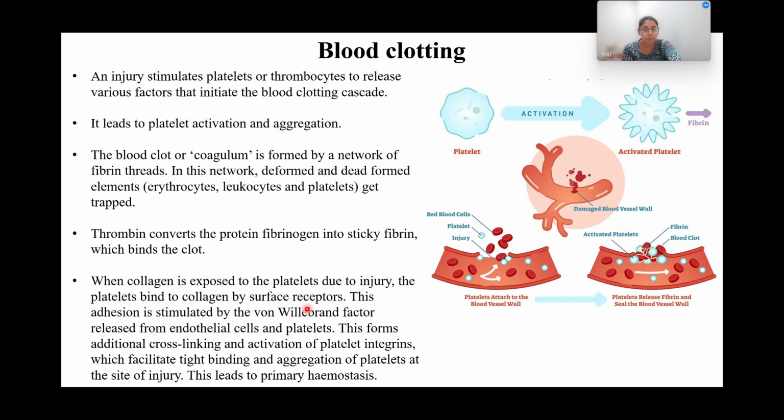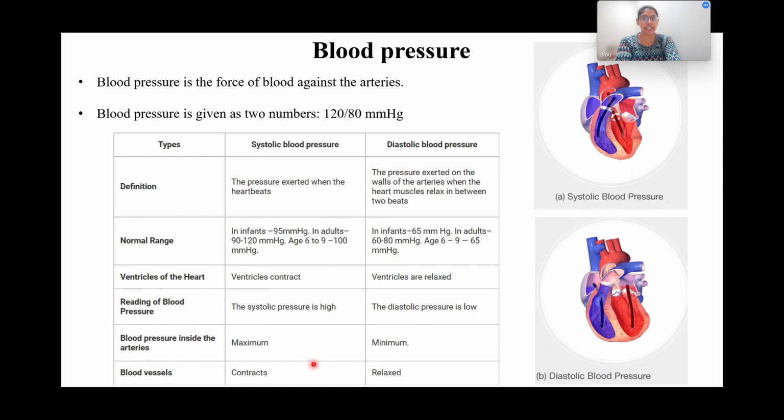Now, the other important related phenomenon is blood pressure, and I'm sure everyone should know this at least by name. Whenever you go to a hospital, the first thing they do is look at your blood pressure with an instrument, and then they give you numbers, something like 120 by 80. So what does blood pressure actually mean? Just by name you can imagine it means the pressure or the force of the blood when it is moving against the arteries.